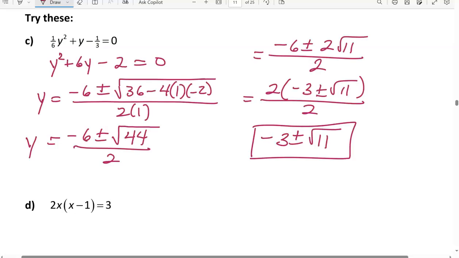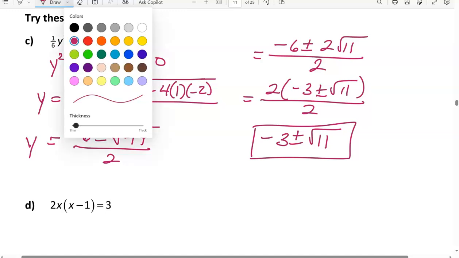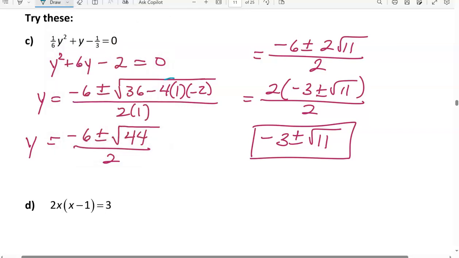For this one, you should have gotten negative 3 plus or minus the square root of 11 as solutions. And it's important that you clear fractions first before doing anything. Do be careful about what is inside the radical in the quadratic formula. When we have two negatives multiplying together, that's going to give us a product that is positive, so it's actually 36 plus 8. All right, and when we simplify, you want to simplify the radical first, and then factor out any common factors and reduce.